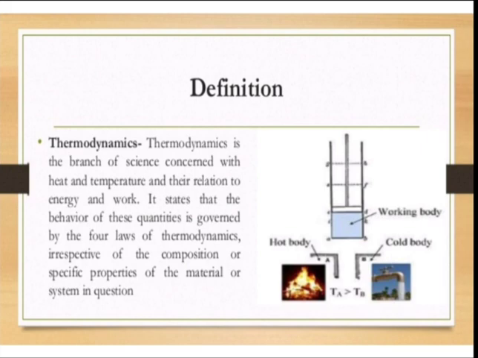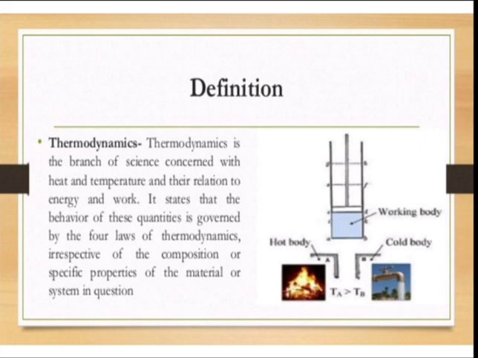Here, 2 types of bodies are taken in this diagram. One is a hot body and another one is a cold body. Here, the heat is always transferred from the hotter body to the colder body. And here, a diagram is given of a working body. Here is a piston which applies pressure on the system, and you know any system has a boundary and surrounding. So we will see this in the next slide.